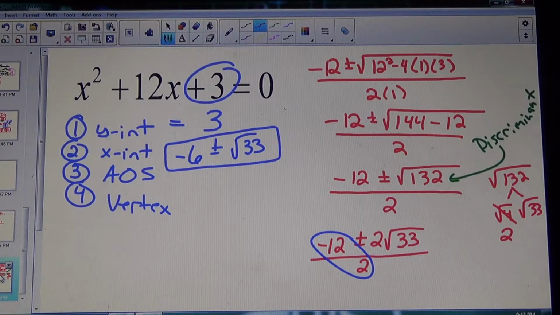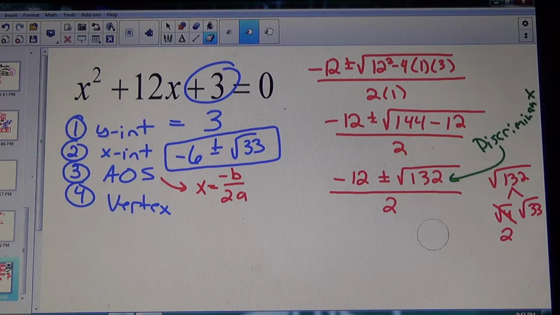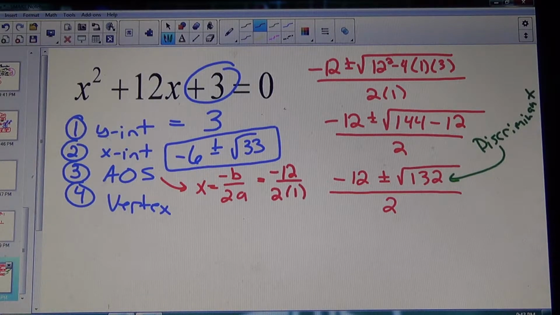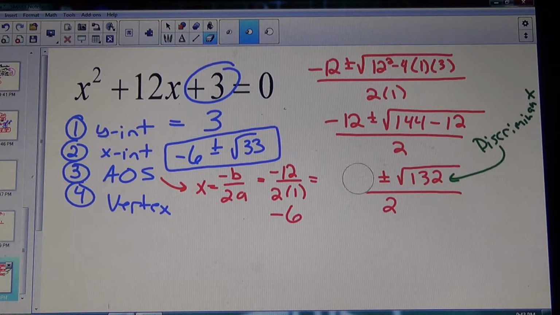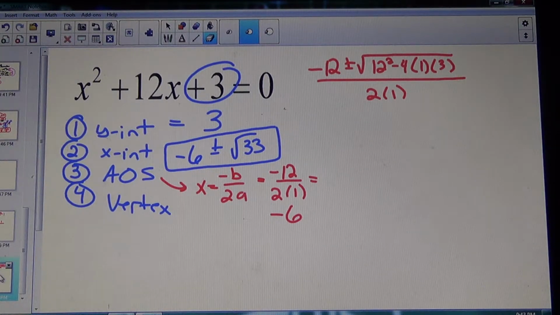Next up, axis of symmetry. What's the formula for that? x equals negative b over 2a. So if I did that now, I'm going to erase some of this work here. x equals negative b over 2a, so that would be negative 12 over 2 times 1, which is negative 6. I'm going to erase this too so I don't get confused. So negative 6 would be the answer there.